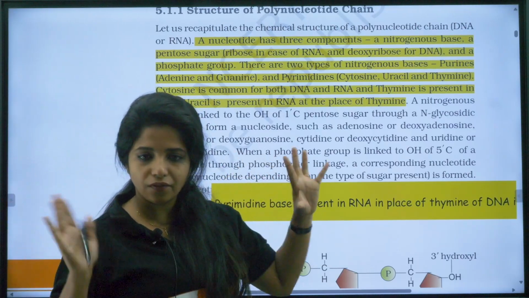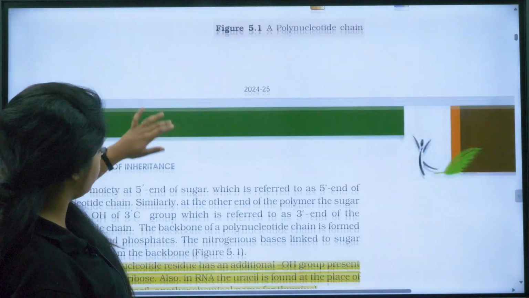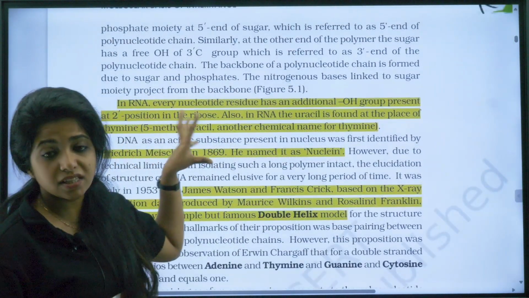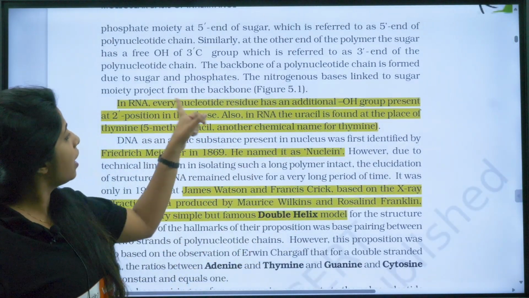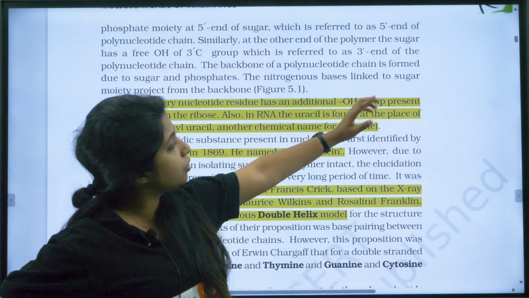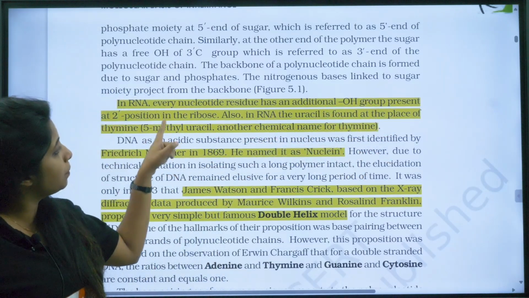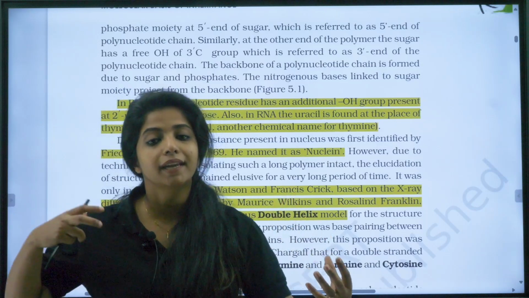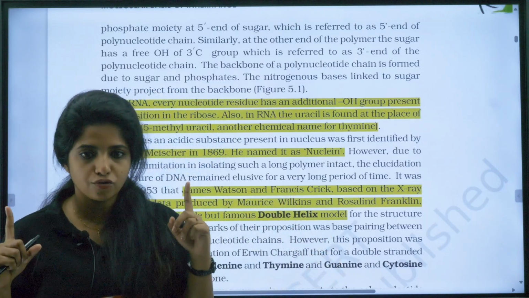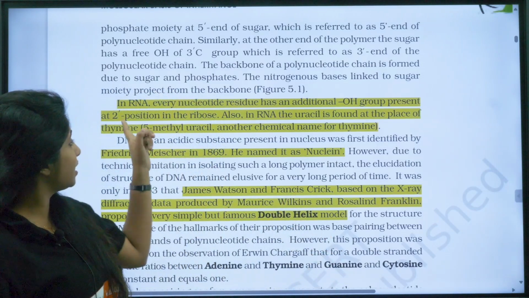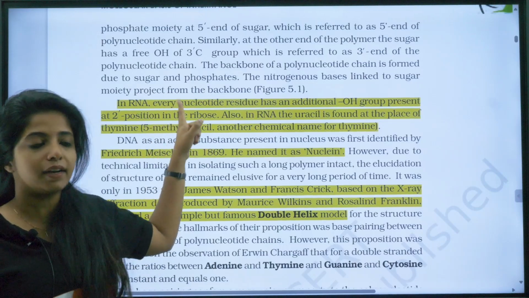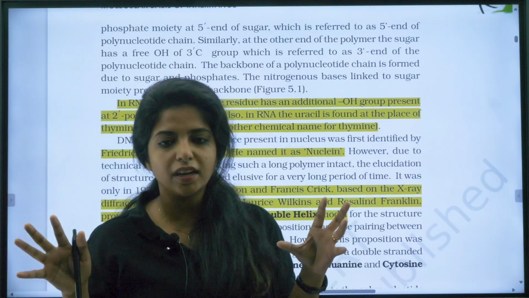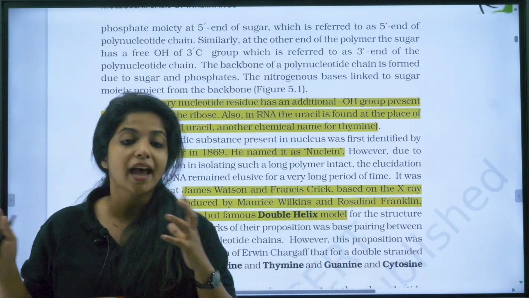Okay, pyrimidine, purine, everything. Now going ahead, what do we have over here? They have mentioned what is there extra in the case of RNA. So in RNA, every nucleotide residue has an additional OH group present at the second position of the ribose. So in the sugar that is there, ribose sugar, which is common to RNA and DNA, I told you there is one sugar, pentose sugar, right? That is ribose sugar. So in the second position of the ribose sugar of RNA, it has an OH group. And this OH group, I am telling you, makes the RNA molecule really unstable because it is highly reactive.